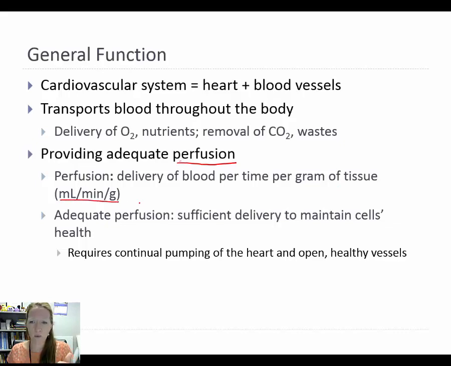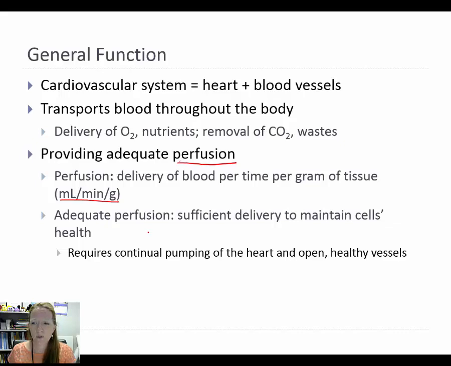So this is just saying that we are getting the blood to these tissues at this amount of time, and we're giving these tissues this amount of blood. You've got to make sure that you are giving them enough blood that they can, of course, maintain their cell respiration, maintain all of the work that they're doing in that tissue, but you're also having to make sure that you're getting it there on time as well. So of course, different tissues are going to have different perfusion rates as well. It really just depends on how much they are going to use. So adequate perfusion is going to be the sufficient delivery to maintain the cell's health.